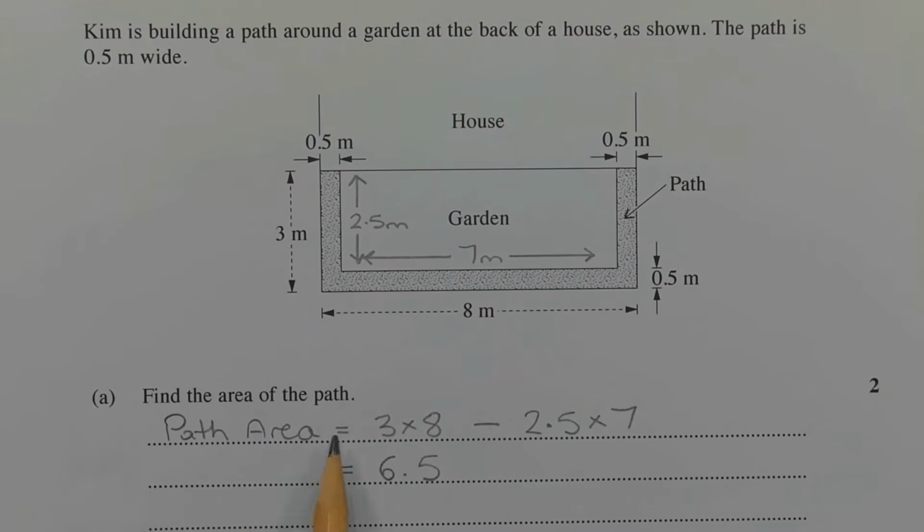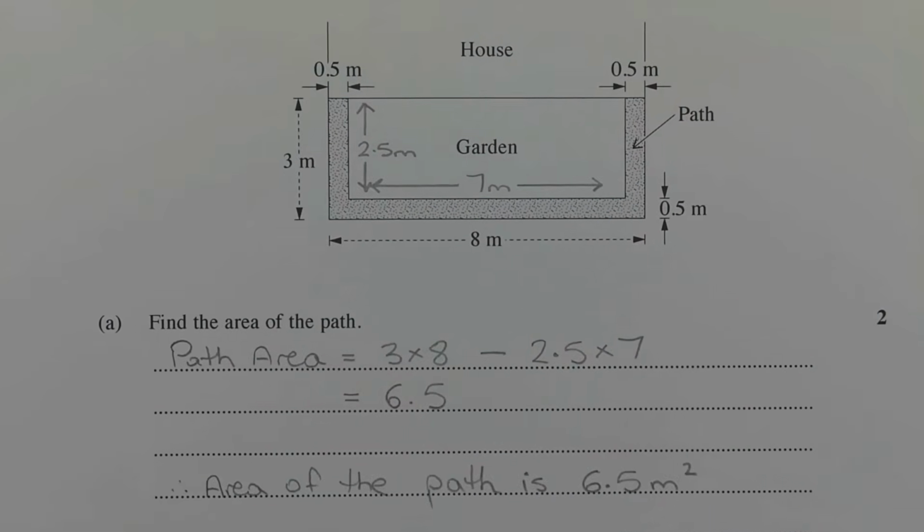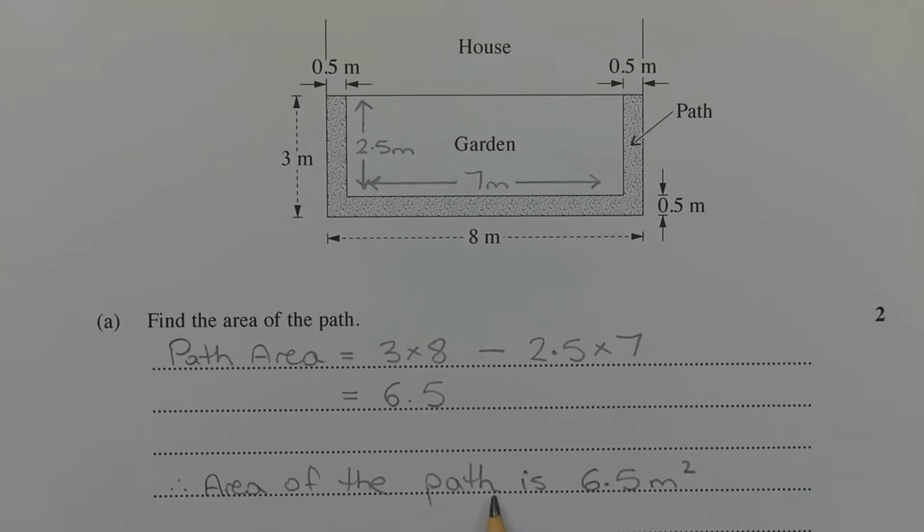So showing that here, as part of the solution, we have path area is equal to 3 times 8, which is the area of the large rectangle, minus 2.5 times 7, which is the area of the small rectangle, and that equals 6.5. Therefore, the area of the path is 6.5 square meters.